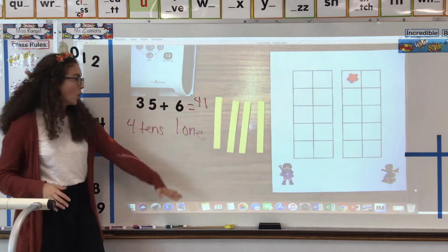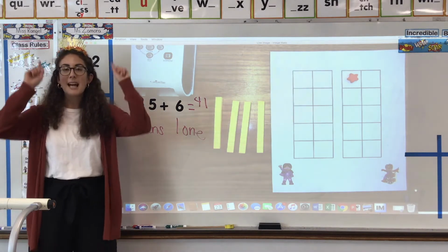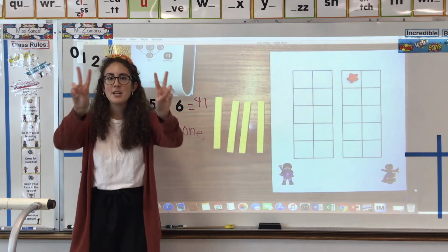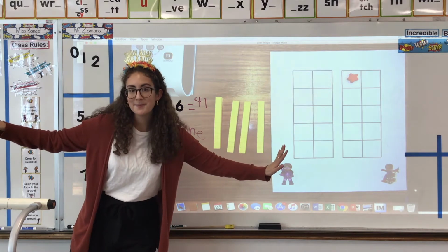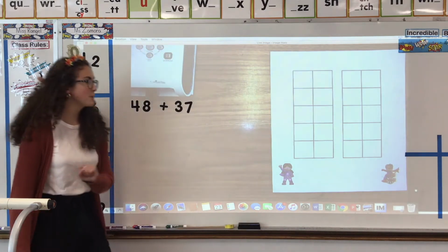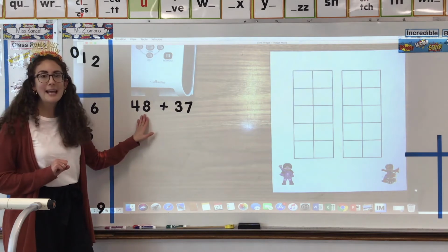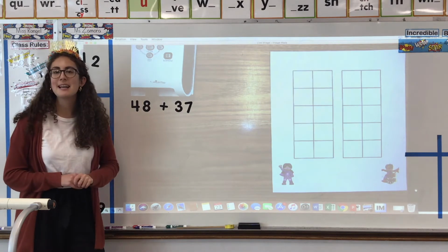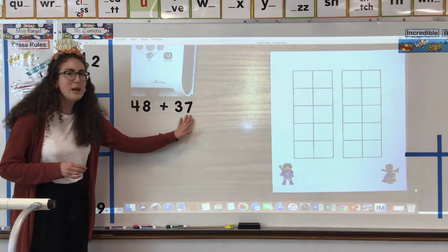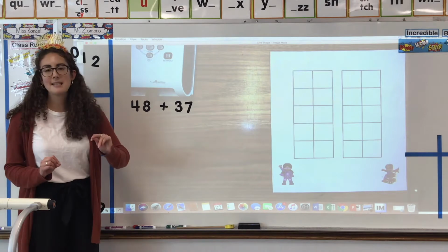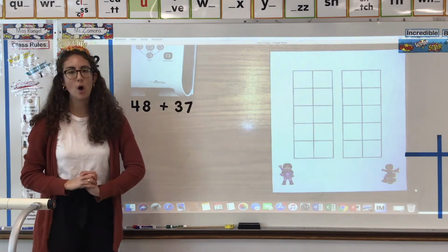Okay, Super Scholars, we've started with smaller addition facts, let's bump it up to two-digit equations. Can everybody reset? Okay, let's bump it up, Super Scholars, and tackle this problem. 48 plus 37. So we're starting with 48 and we want to add a whole 37. Let's see how bundling is going to help us solve.